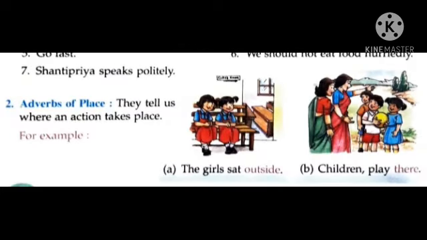Next is adverbs of place. Yes, students, adverbs of place tell us where an action takes place. For example, the girls sat outside. Children play there. In these sentences, the words outside and there show the place where an action takes place. Such adverbs answer the question where. Where the girl sat? The girl sat outside. Where children play? There. Is it clear?